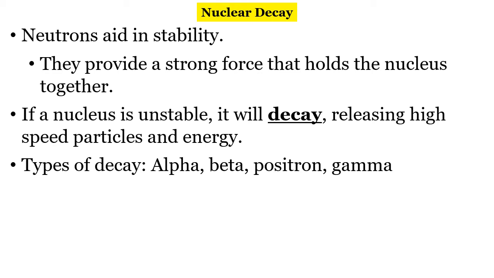In this lesson, we're going to talk about nuclear decay. If you recall, previously we talked about stability in the nucleus. Elements 1 through 20 have a 1-to-1 ratio of protons to neutrons. Elements 83 and above are always unstable. Neutrons have a lot to do with stability. They provide a strong force that holds the nucleus together. If the nucleus is unstable, it's going to decay, releasing high-speed particles and energy. And there are 4 types of decay that we're going to talk about: alpha, beta, positron, and gamma decay.